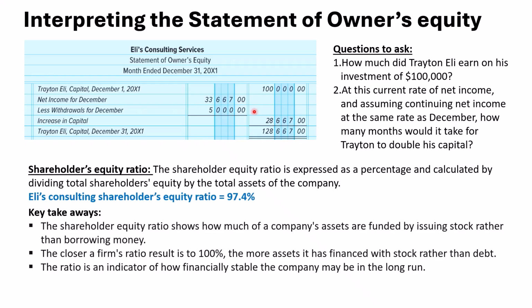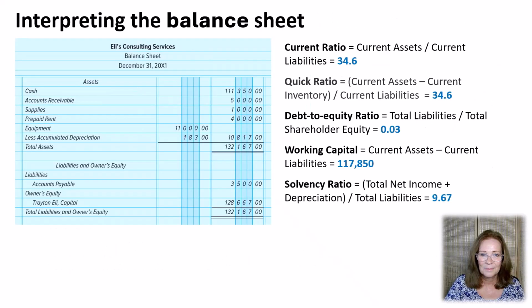Another ratio that is used to interpret the statement of owner's equity is the shareholders' equity ratio. This ratio is expressed as a percentage and calculated by dividing total shareholders' equity by the total assets of the company. For Eli's Consulting, that ratio is 97.4%. That indicates that most of the assets are funded by stock rather than debt, and it also tells us that the company is financially stable. On the other hand, it could also indicate that the company is not effectively leveraging debt as a financing option. Let's now look at Eli's Consulting balance sheet.